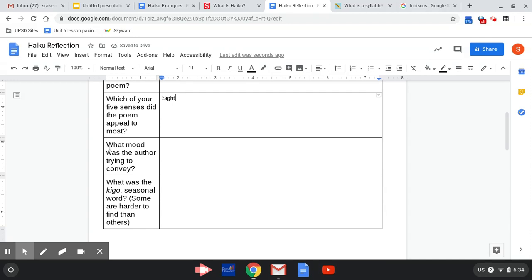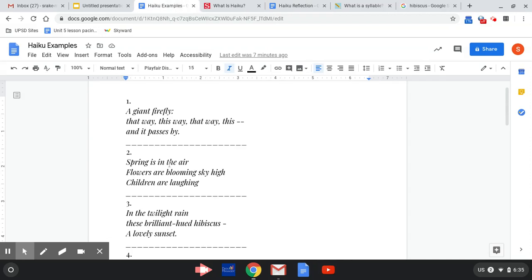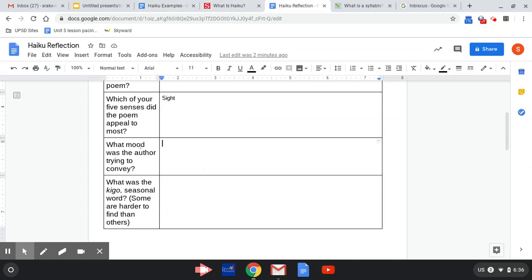And then what mood was the author trying to convey here? Well, there are so few words in these haiku that sometimes it's difficult to tell what exactly the mood is. So I'm going to have to do a little bit of inferring, a little bit of stretching. And I'm going to say that the mood here, the author is trying to convey the laziness of a summer evening.